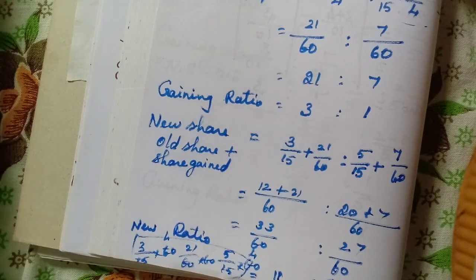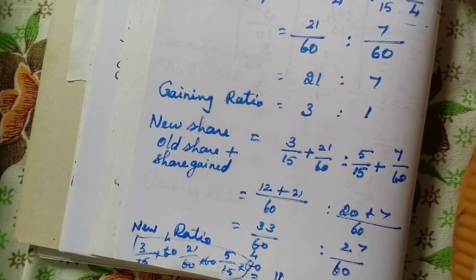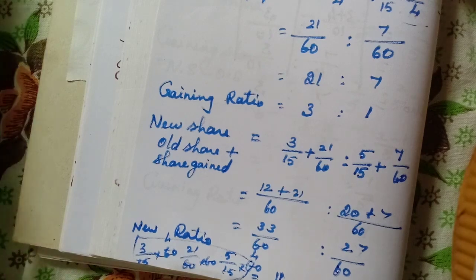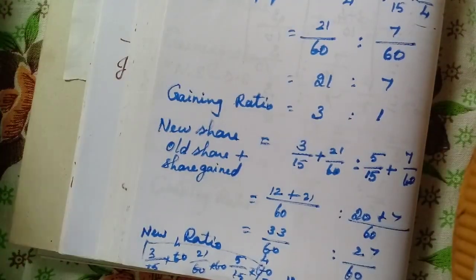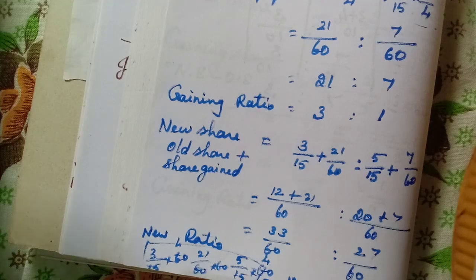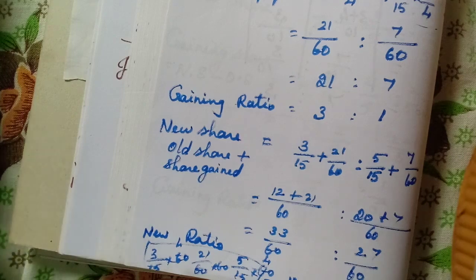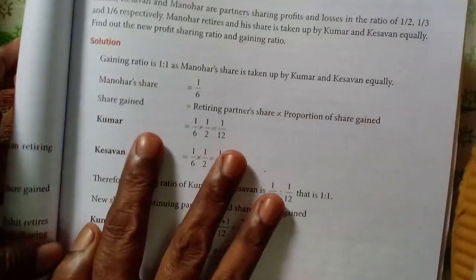You have to write equal to 11 is to 9. Okay, now we will see the next illustration. Tenth illustration. Okay.